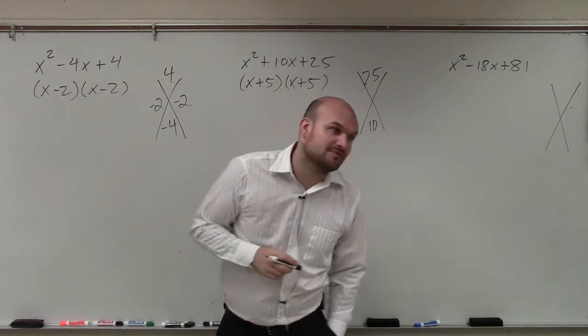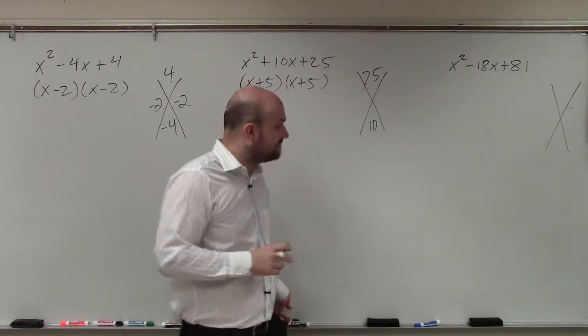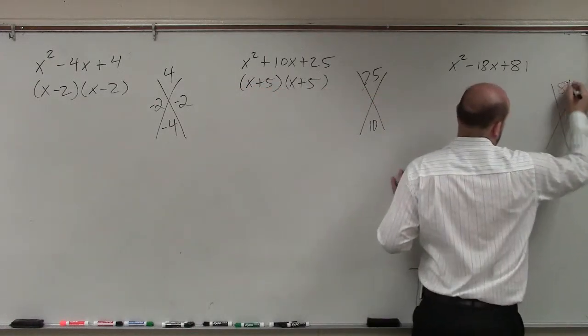What two numbers multiply to give you 81, but then add to give you negative 18? And you can see, very good.